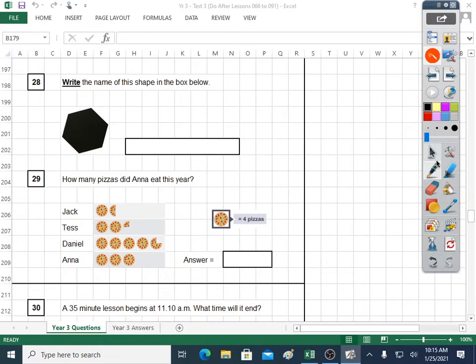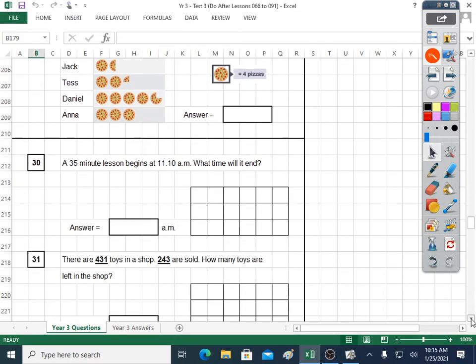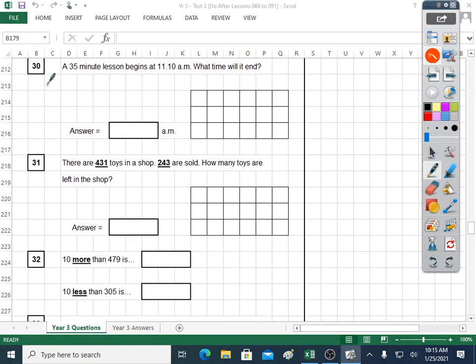Question 30 next. Now we are getting to the harder questions now, aren't we? Getting to question 30. Might not be for everybody now. A 35-minute lesson begins at 11:10 a.m. What time will it end? So time is not out of 100, so you normally have to be very careful because it's out of 60. But 11:10, to the minutes, I can add 35 minutes onto 10 minutes and get 35 plus 10 is 45, so I'd get 11:45 a.m. Now they already did the a.m. for me, so 11:45 a.m. is my answer on that one.